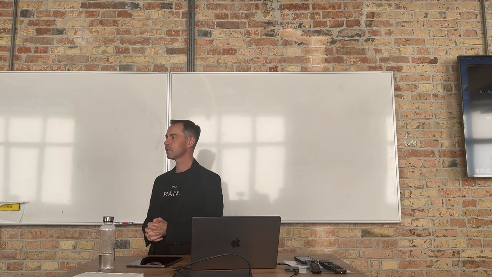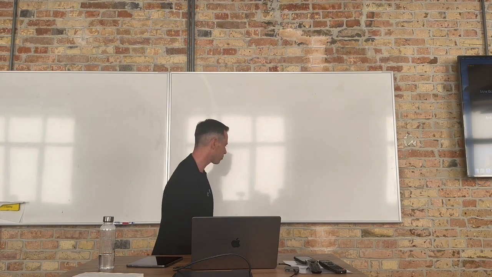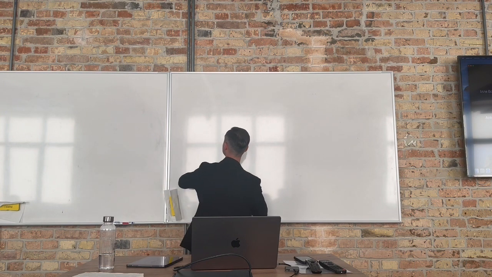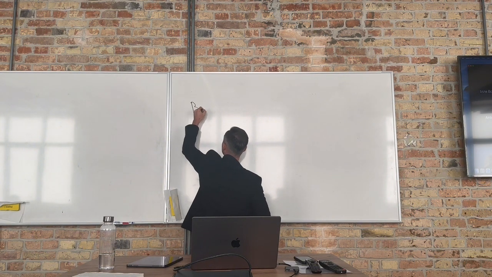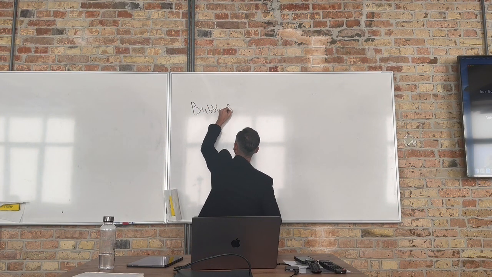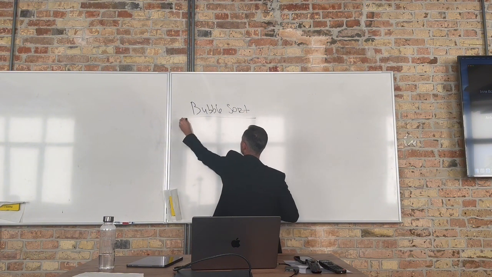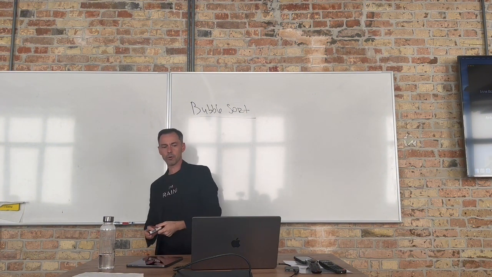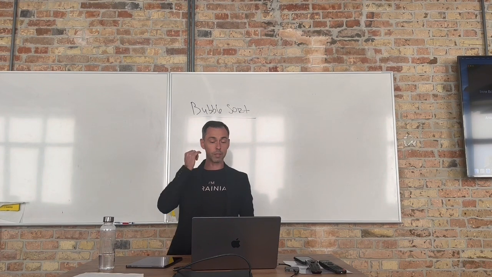And this algorithm has this funny name, bubble sort algorithm. Bubble sort. So, what is the problem we're talking about?